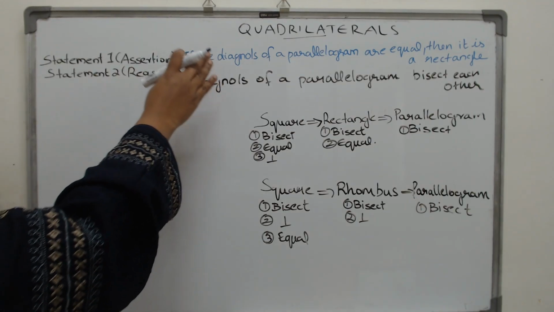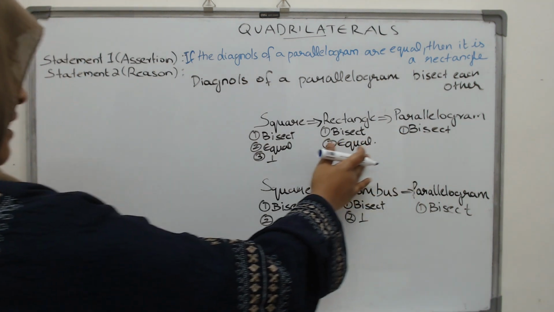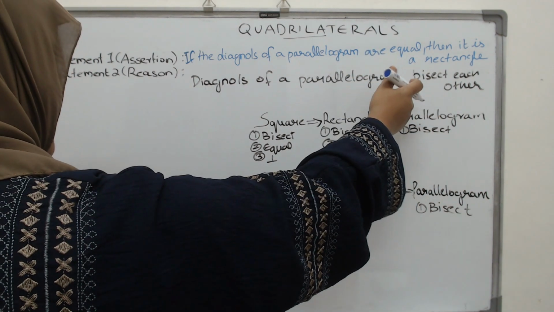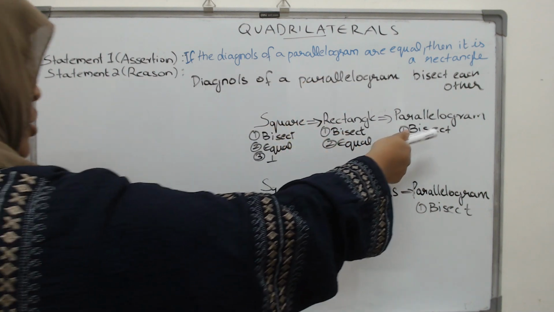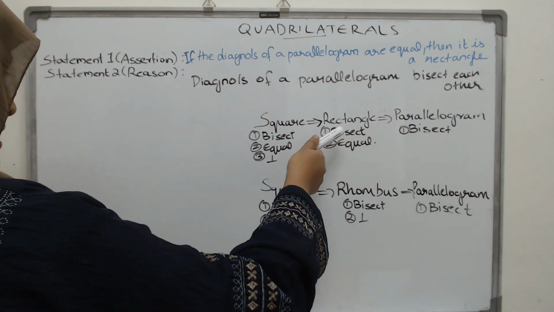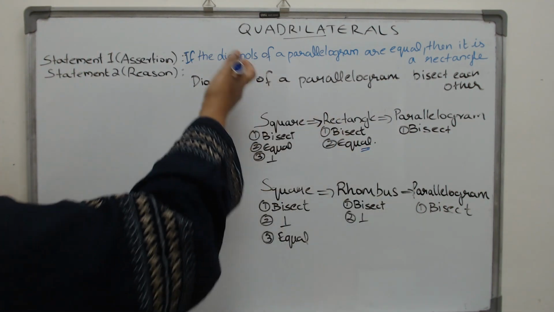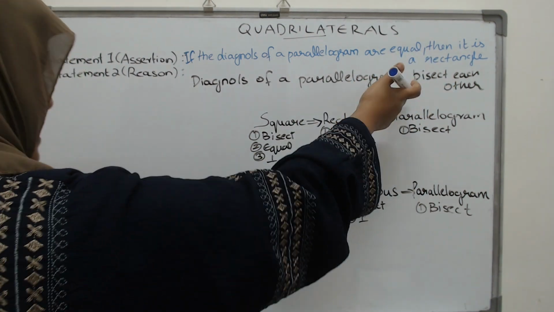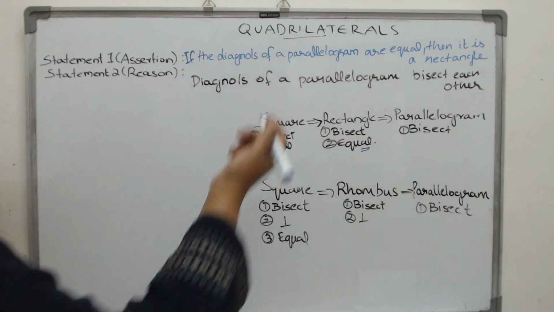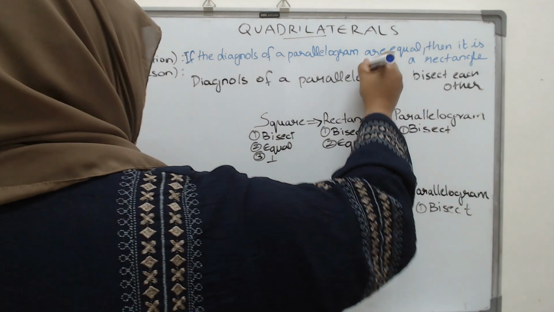Now look at this question. If the diagonals of a parallelogram are equal, then it is a rectangle. What do we have here? What is stopping the diagonal of a parallelogram from becoming the diagonal of a rectangle? You have already one condition satisfied. You just have to satisfy the second condition. If the diagonals of a parallelogram are equal, and this condition is also satisfied, it means the parallelogram can behave like a rectangle. So the first statement is correct.